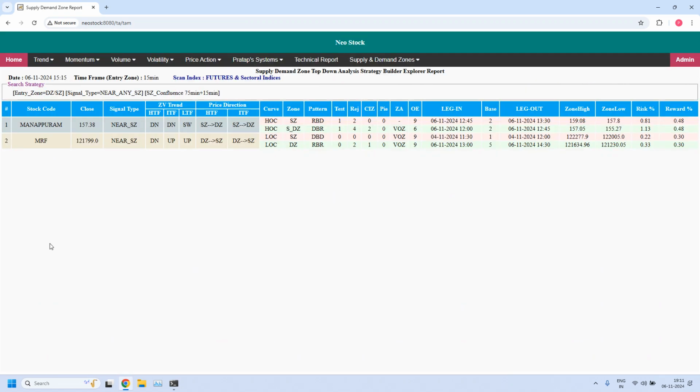Out of 5, these 2 supply zones are having ITF confluence. That means the 15 minute supply zone is a part of the 75 minute supply zone.